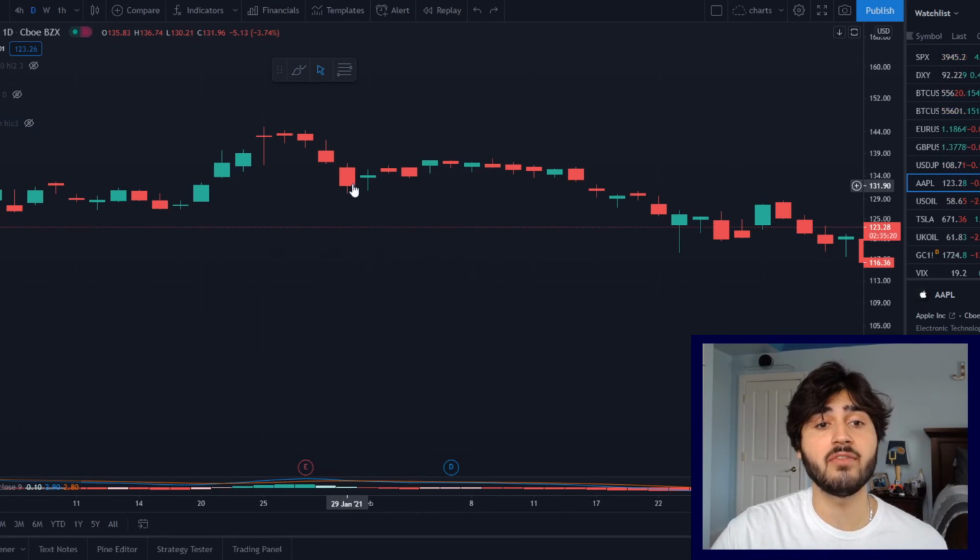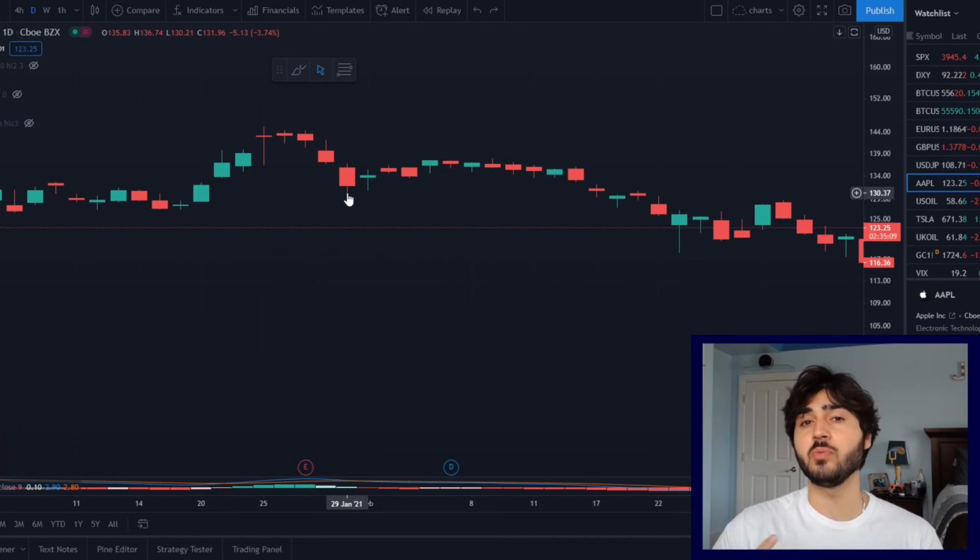Now, the high of the day was around 136.75, while the low was all the way at 130.37. So you see, I hope that starts to make more sense.